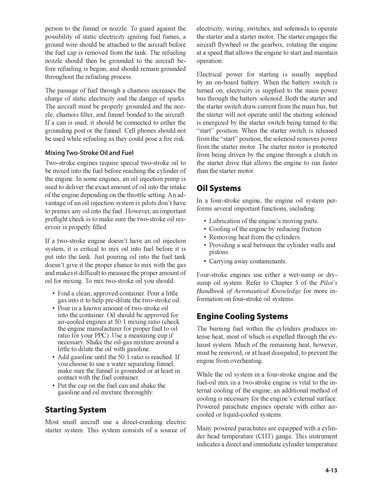Many powered parachutes are equipped with a cylinder head temperature (CHT) gauge. This instrument indicates a direct and immediate cylinder temperature change. This instrument is calibrated in degrees Celsius or Fahrenheit. Proper CHT ranges can be found in the pilot's operating handbook for that machine.